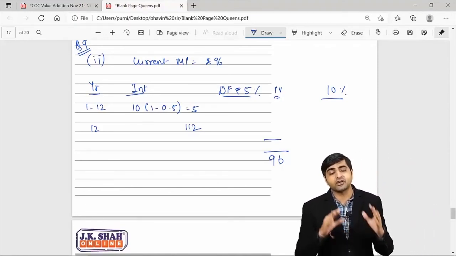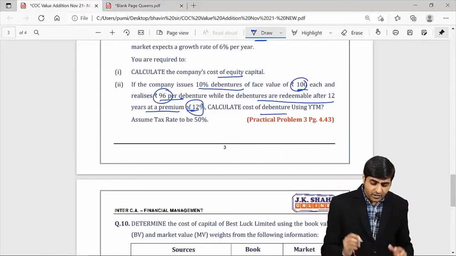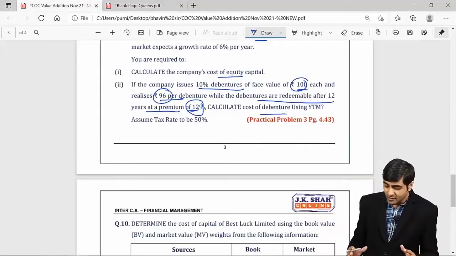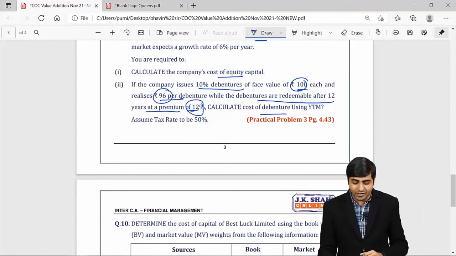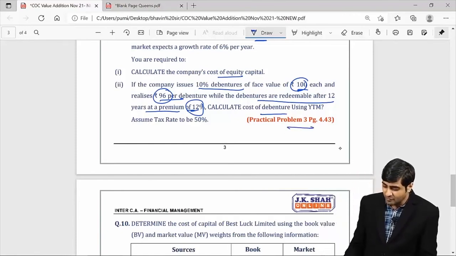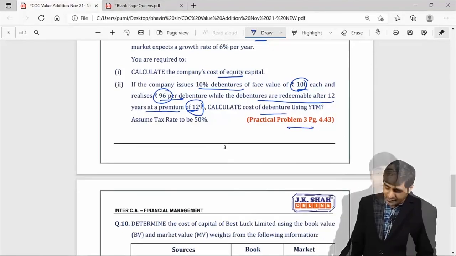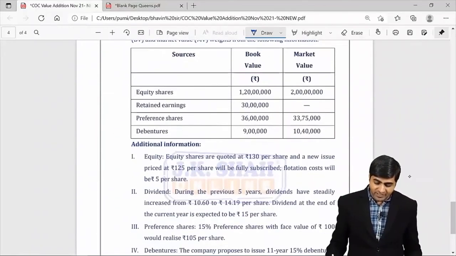Use your interpolation to calculate your YTM. Okay, so the calculation part will remain the same. With this, your question number 9 gets completed. You can find this in your study module, practical problem 3, to just verify your answer. So now let us start, students, with the next question.